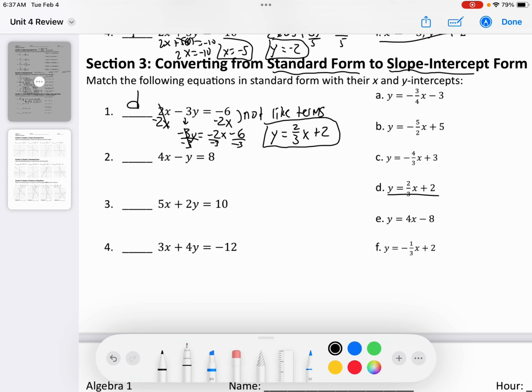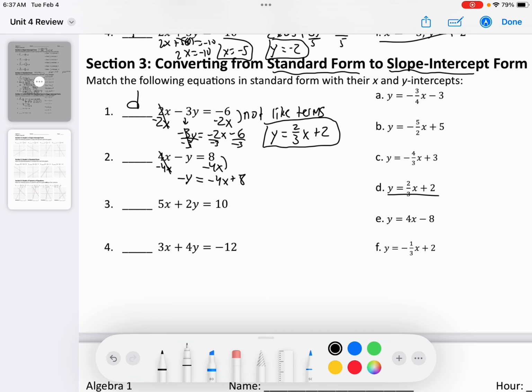We have 4x minus y equals 8 for the next one. Again, first thing I would do is subtract 4x to cancel out the 4x that I have. This would give me negative y equals, again, these are not like terms, so negative 4x plus 8. Just kind of bring these two terms down.